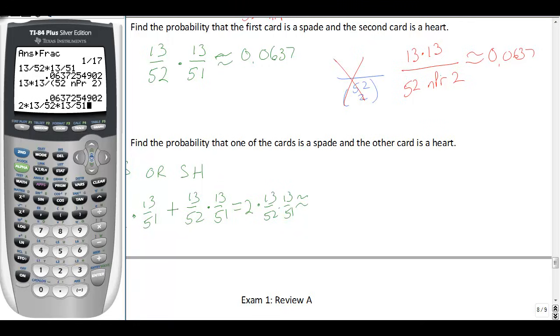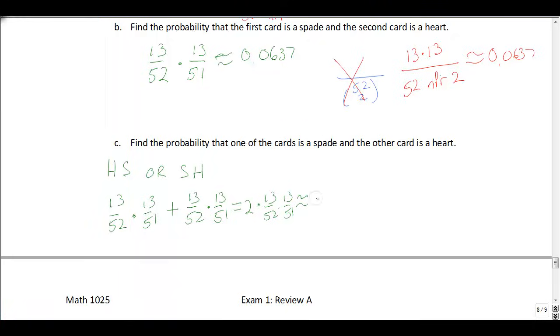I was tempted just to hit times 2 to multiply the last answer by 2, but somehow that doesn't show you where this came from. So I get something like 0.127. That 4 would round up to a 5. So 0.1275. I go to 4 digits.